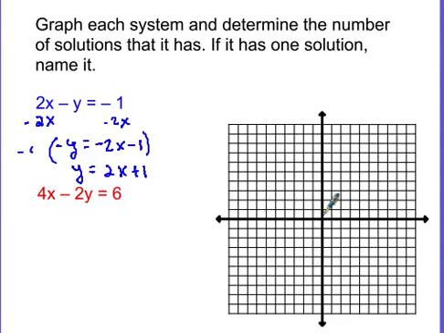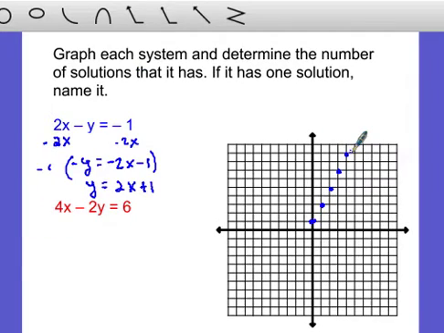Right? So plus 1, up 2 over 1, up 2 over 1. Should have gone back to the smaller graph. This one's hard to see.